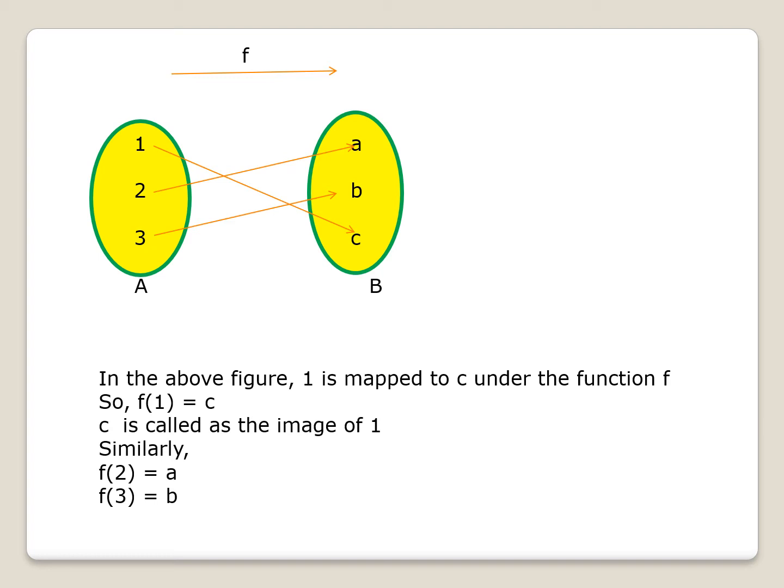Now 1 maps to C under the function f. So we say that f of 1 is equal to C. So C is called as the image of 1. Similarly, A is the image of 2 and B is the image of 3. That is, f of 2 is equal to A and f of 3 is equal to B.